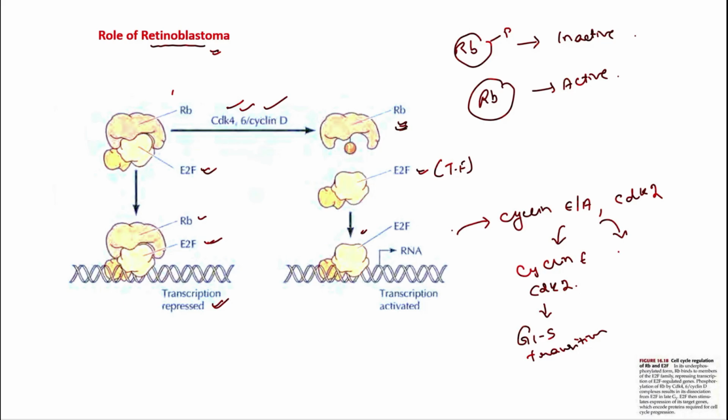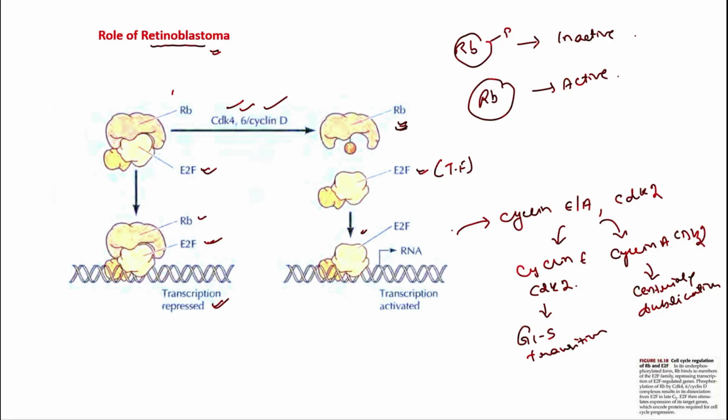Now, let us see the work of cyclin A. Cyclin A as well as CDK2 does the centriole duplication. Centriole duplication starts in this phase when there is activation of cyclin E, cyclin A and CDK2.